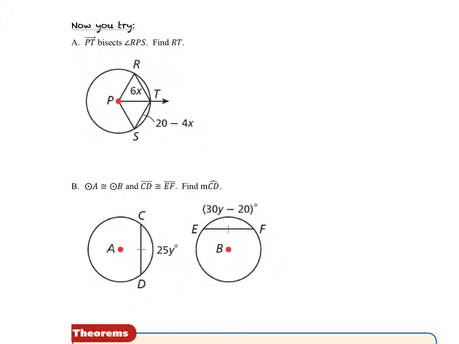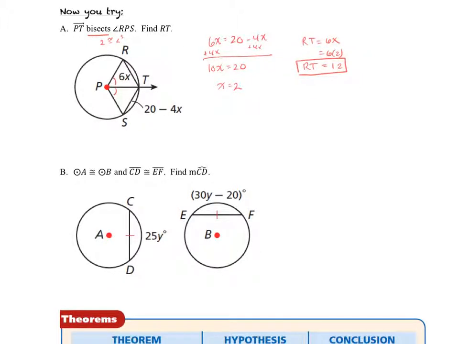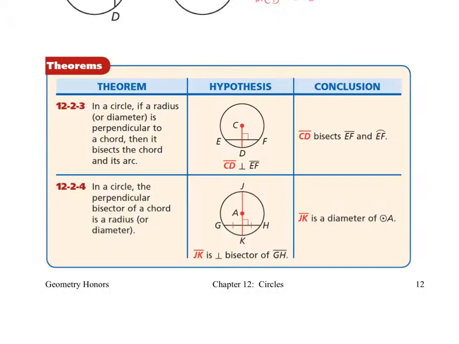Try the now you try and hit play when you're ready to see the answers. So for the now you try example A, we end up with RT equals 12. Here we have congruent chords, so therefore the arcs are also congruent. So I set these equal to each other. And subtract 30y, I get negative 5y equals negative 20. So y equals 4, but they want the measure of arc CD, so I plug the 4 in. So the measure of arc CD is equal to 25 times 4, which is 100 degrees.